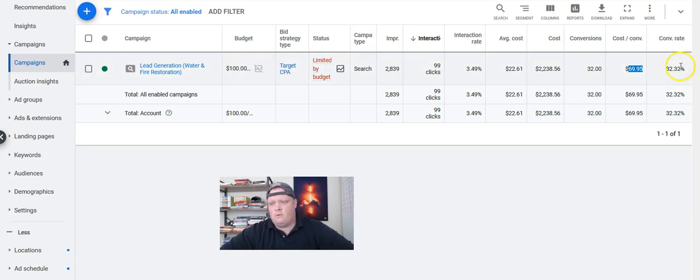So what does 32% mean? A conversion rate is the percentage of people that actually clicked on ads that became a lead. So 32% is roughly every third person that clicks an ad is becoming a lead for this business.